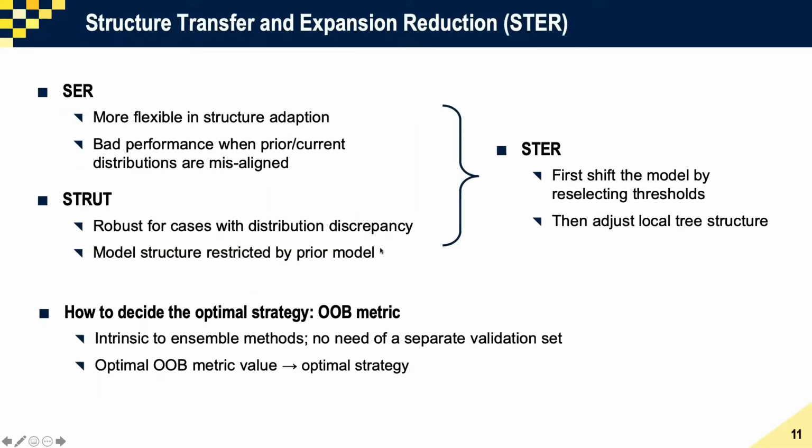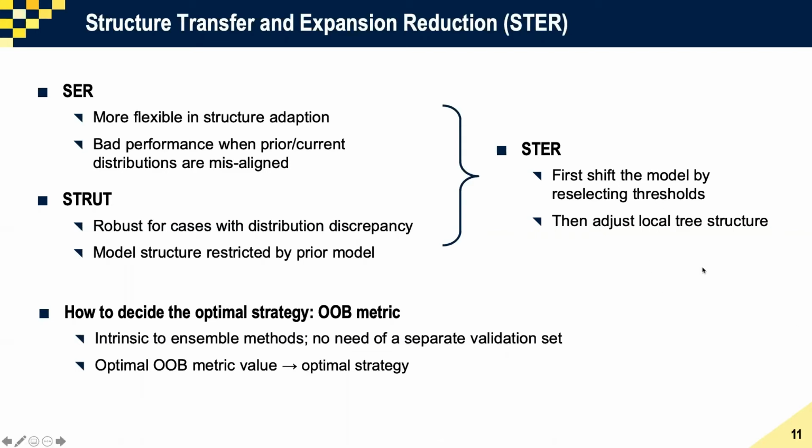STER and STRUT transfer DTs from different perspectives and have their respective strengths and shortcomings. STER is more flexible to modify the tree structure, but its performance can be compromised when the distributions of the prior data and the current data are not well aligned. And STRUT, on the other hand, is robust under this scenario. However, with STRUT, the tree structure is largely restricted by the prior model.